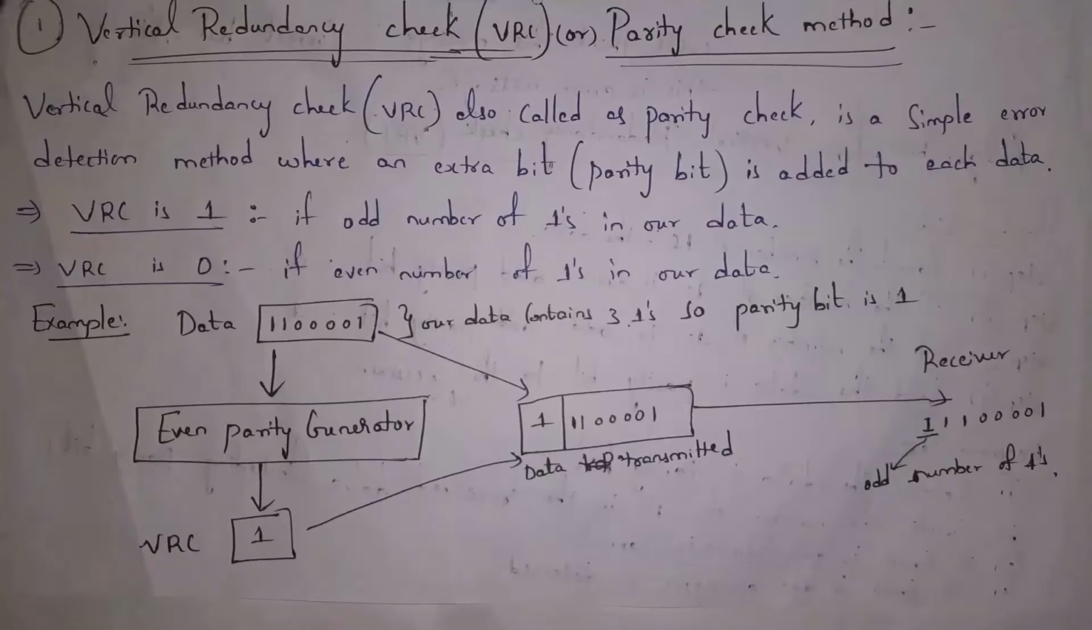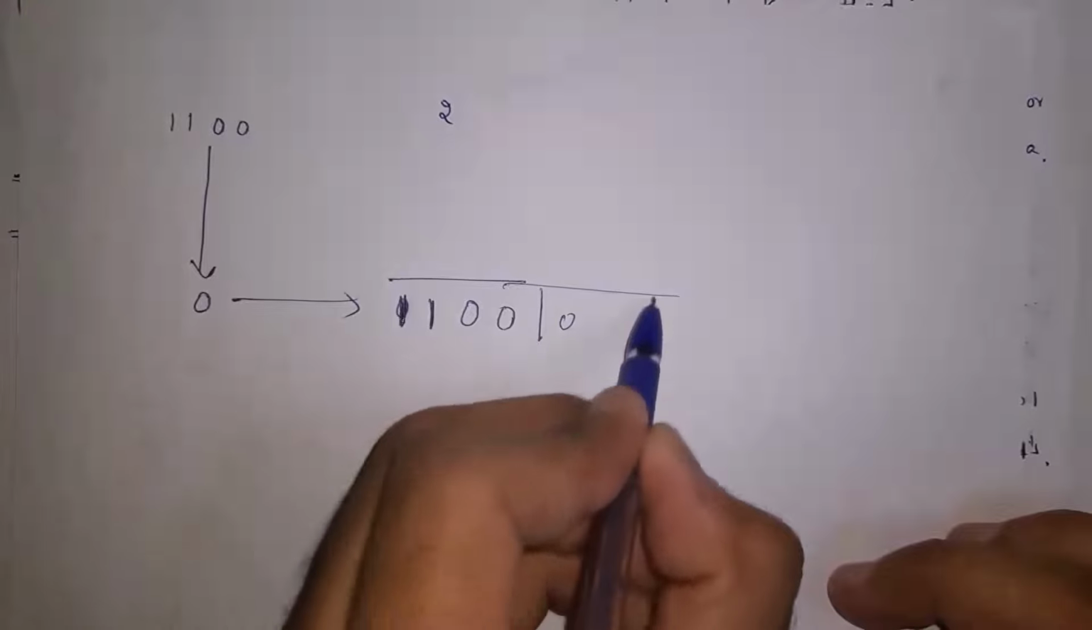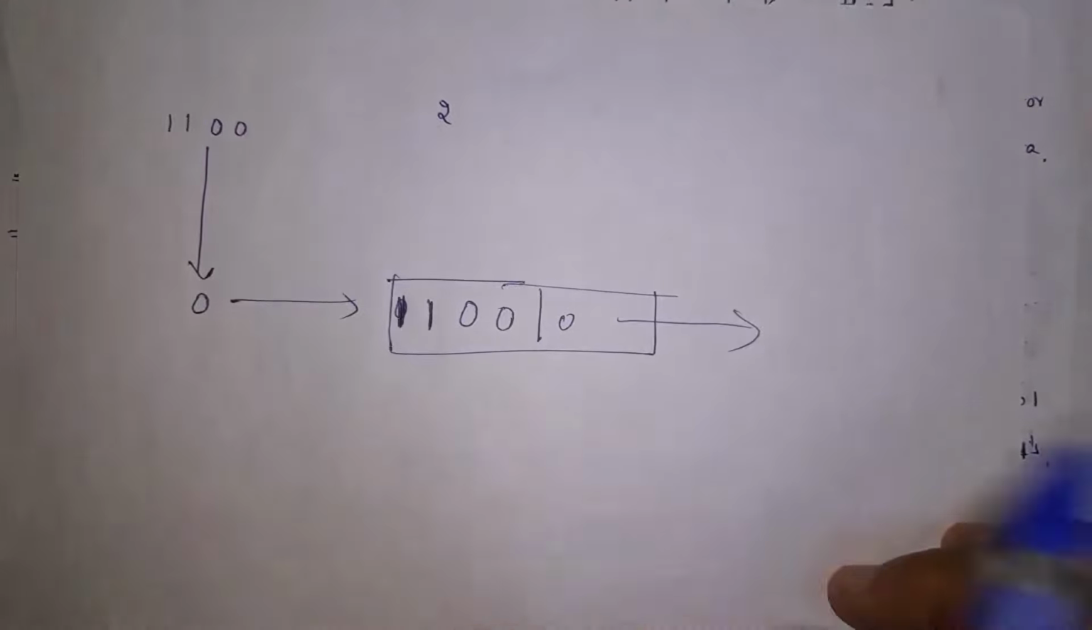In the VRC method, on the sender side there is an algorithm called the even parity generator. Whenever data is given to this algorithm, it will automatically count the number of ones, and based on the count, the even parity generator will generate a parity bit, that is 0 or 1. For example, in the sender data there are 2 ones, which is an even number. So whenever data is given to the even parity generator, as our data contains an even number of ones, parity bit 0 is added to our data. Our data as well as the parity value 0 are combined and then transferred to the receiver.